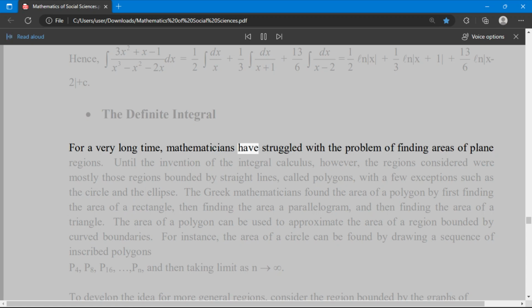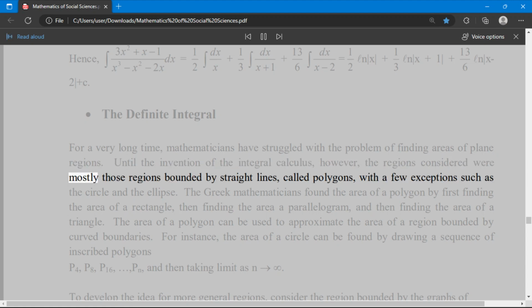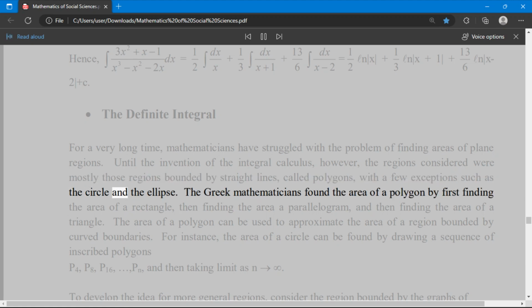The definite integral. For a very long time, mathematicians have struggled with the problem of finding areas of plane regions. Until the invention of the integral calculus, however, the regions considered were mostly those regions bounded by straight lines, called polygons, with a few exceptions such as the circle and the ellipse.